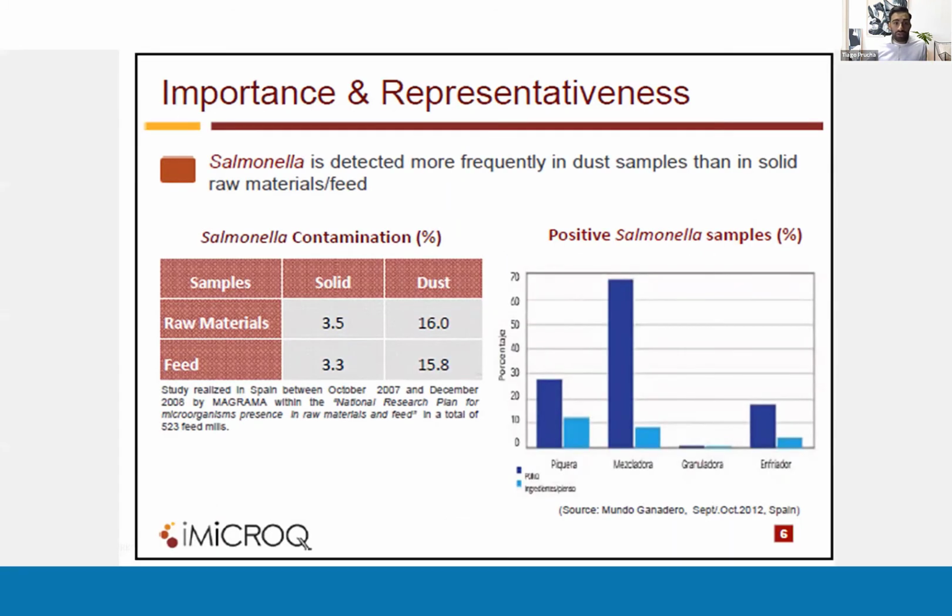I have here a chart, which is in Spanish, showing different places of the feed mill. You can see that Salmonella contamination, both in raw materials and in feed, so the finalized product, is higher in dust samples than in the feed itself. So really, just to mention the importance of dust as a sample material.